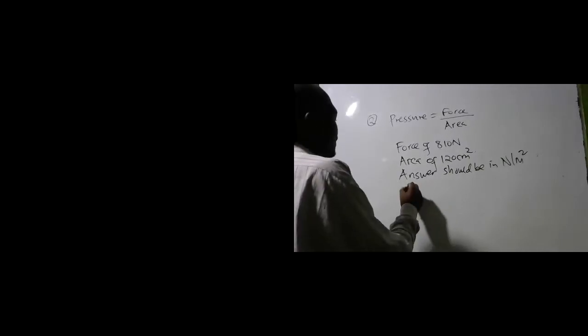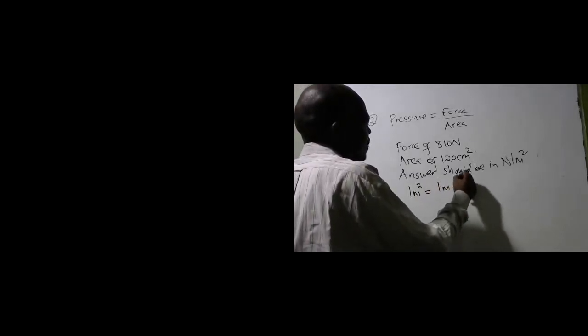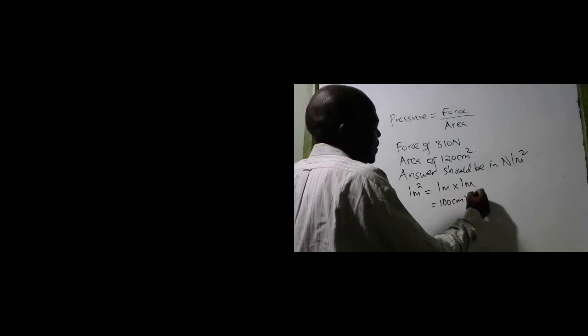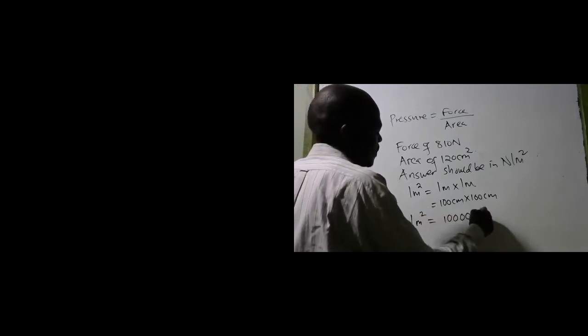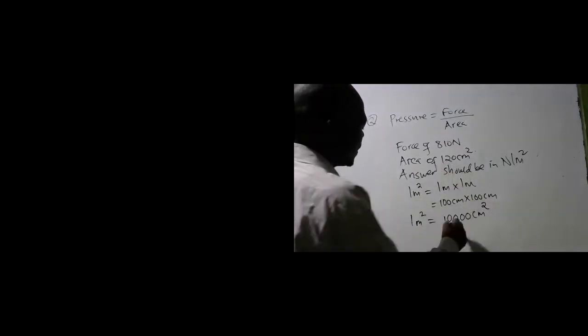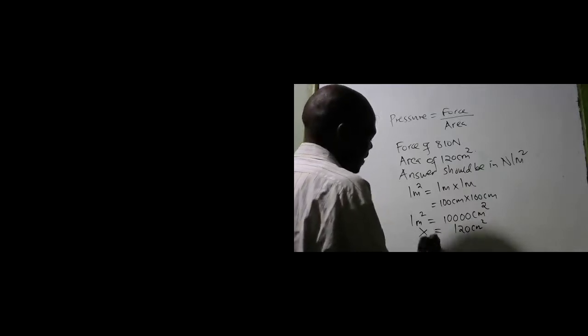And you know that 1 meter squared is same as 1 meter times 1 meter. And 1 meter is 100 centimeters times 100 centimeters. So it means that 1 meter squared is same as what? 10,000 centimeter squared.